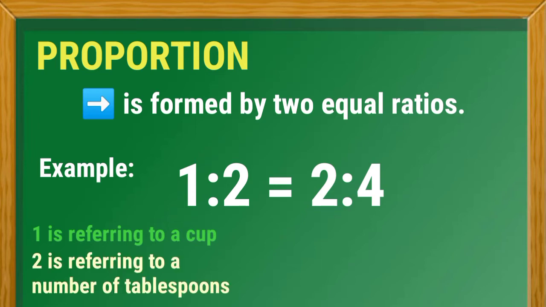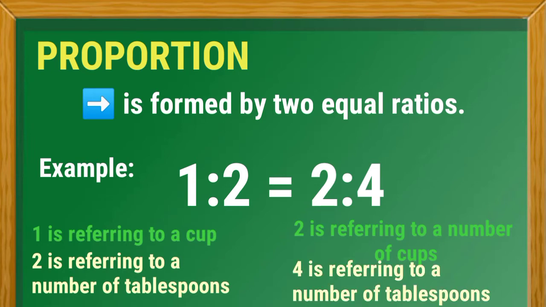For example, 1 cup of milk is to 2 tablespoons of sugar, equals 2 cups of milk is to 4 tablespoons of sugar. The first term and the third term should be in the same quantity, while the second term and the fourth term should also be in the same quantity. This is an important skill you need to master to be able to find out if one of the terms is missing. So 1:2 is to 2:4.